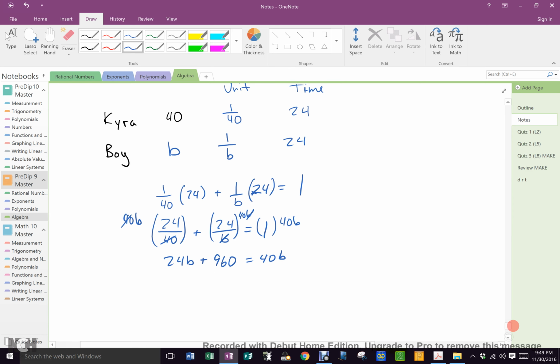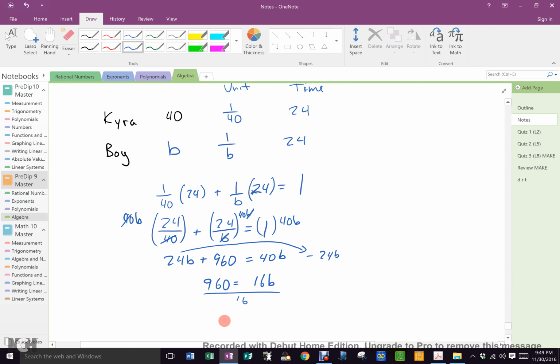Right? And then all we do is solve it. 960 equals 16B, because I bring this over here and it becomes minus 24B. Divide by 16, and I get B to equal 60 minutes. So the boy takes 60 minutes.